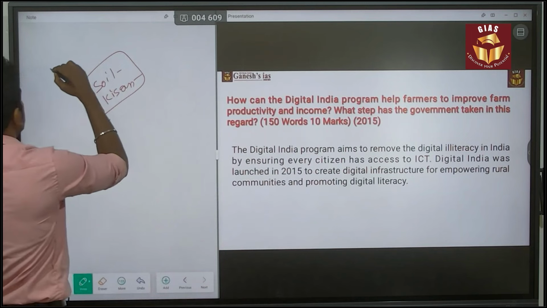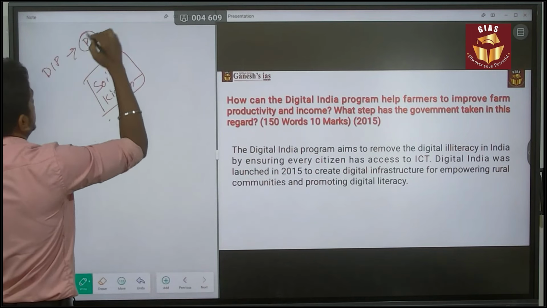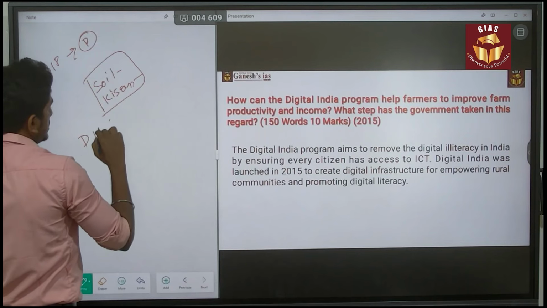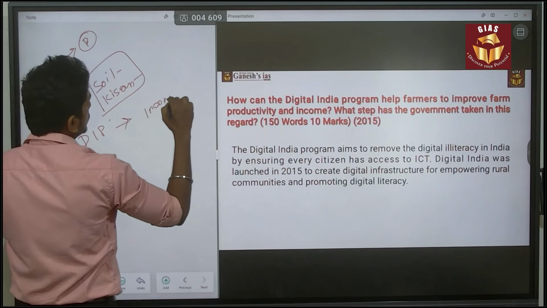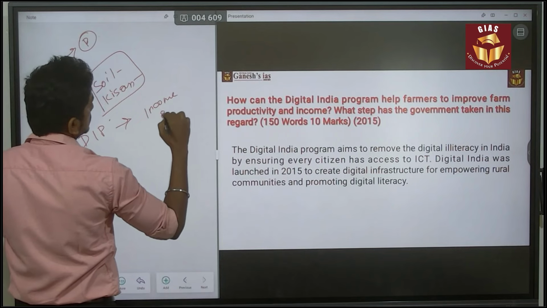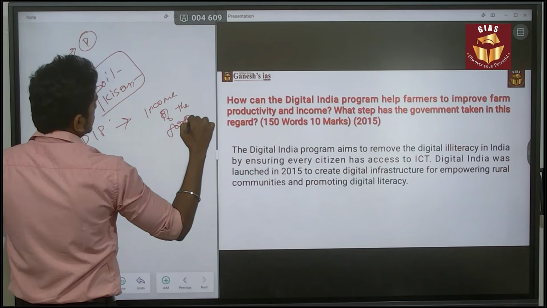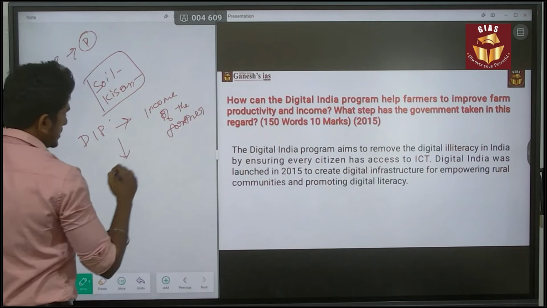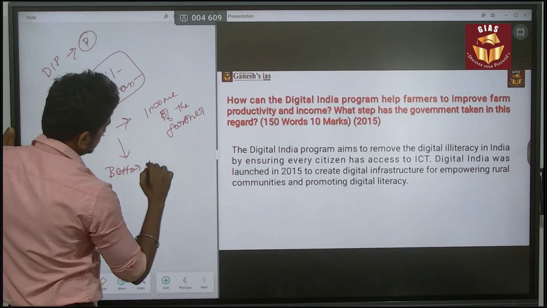So the first heading is how the Digital India program is going to enhance productivity. Next, how the Digital India program is going to improve the income of the farmer. First is better pricing for your crop.